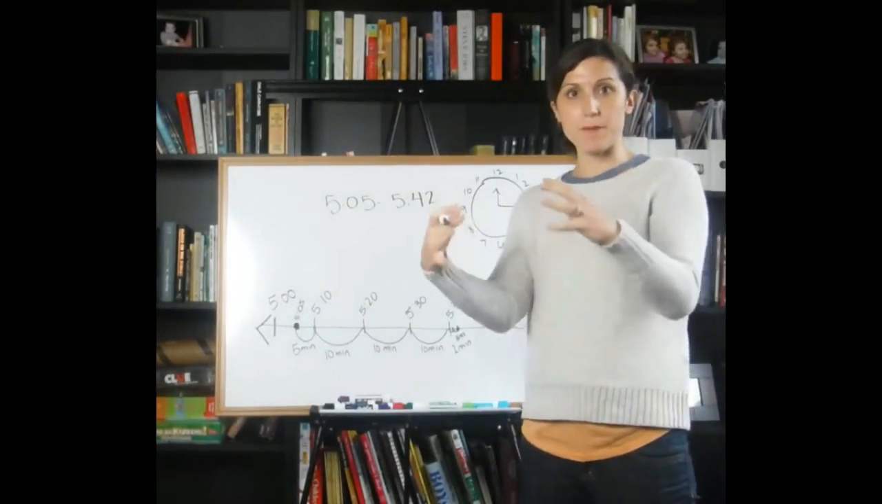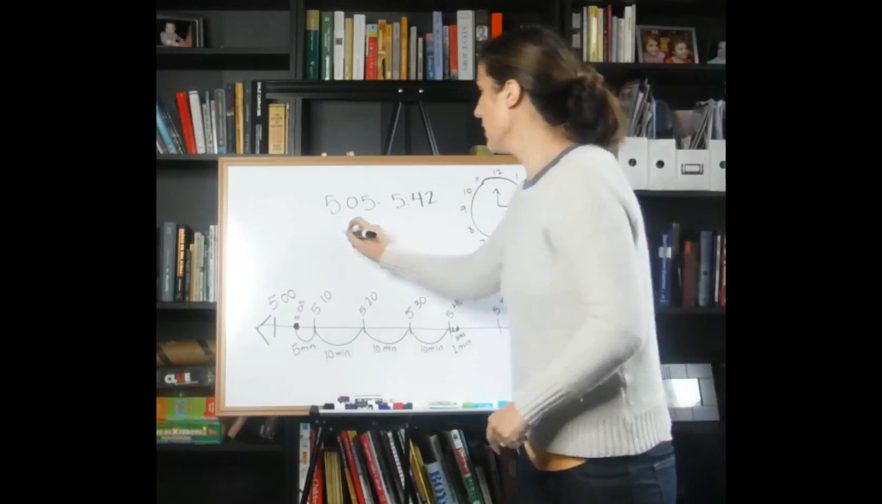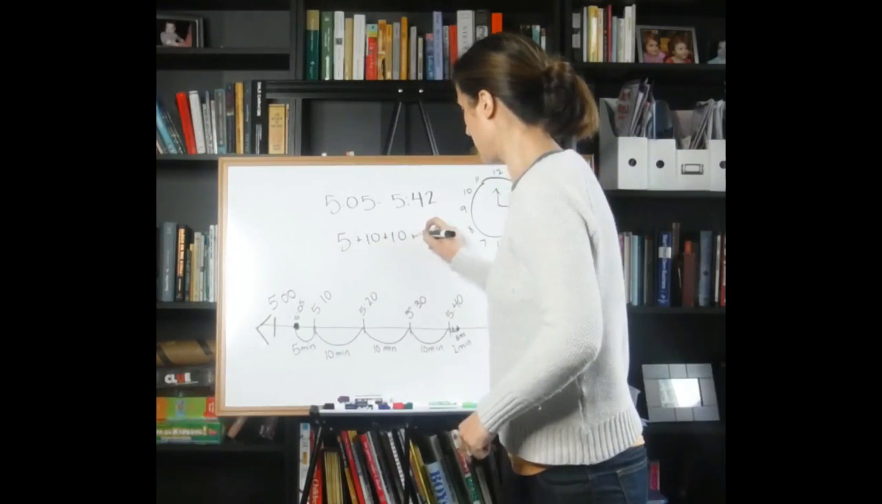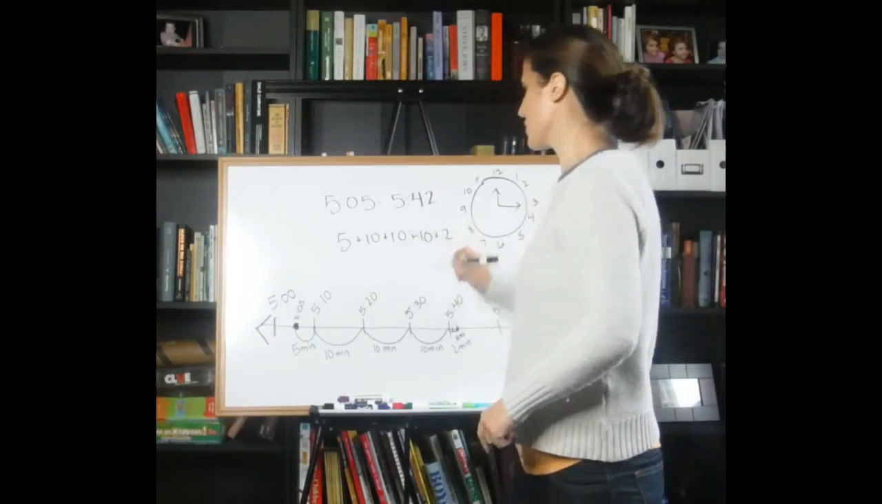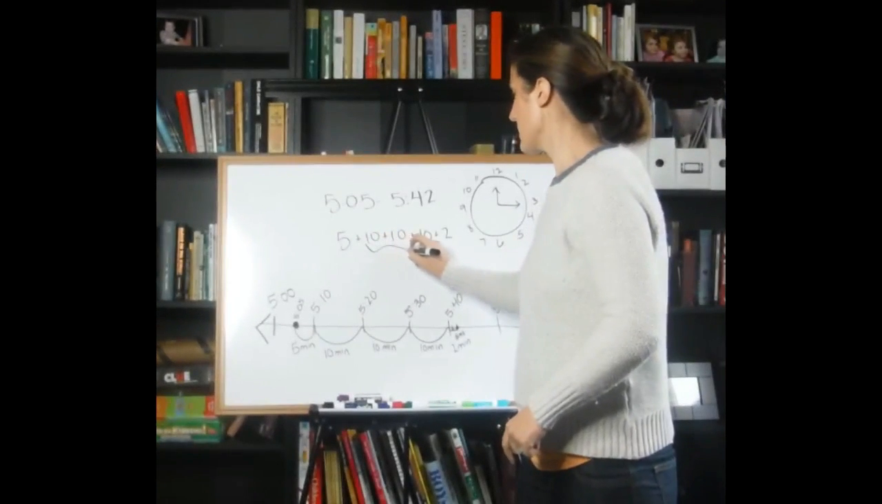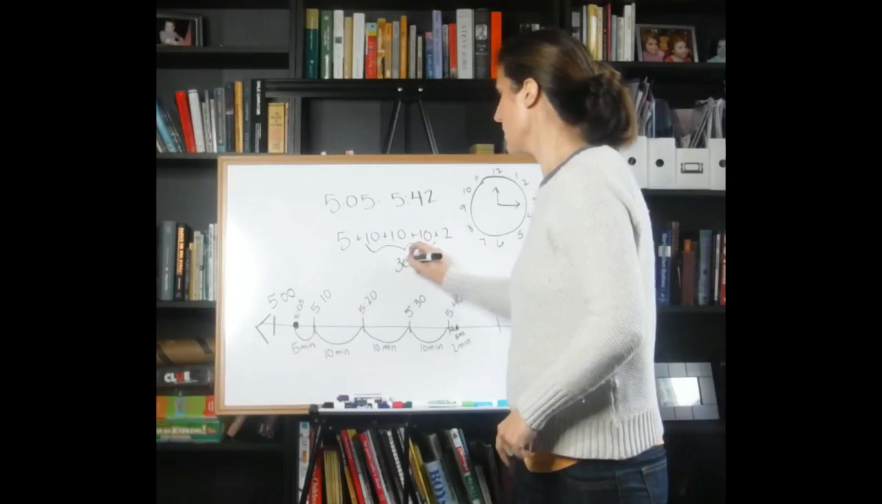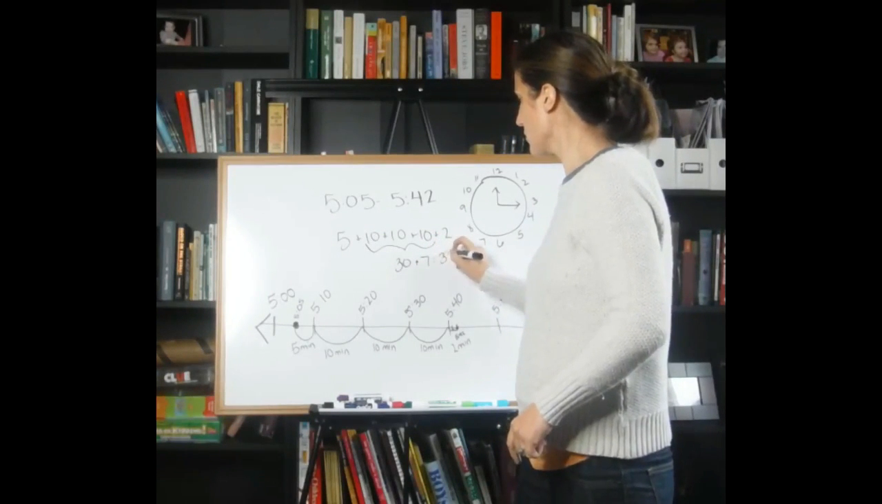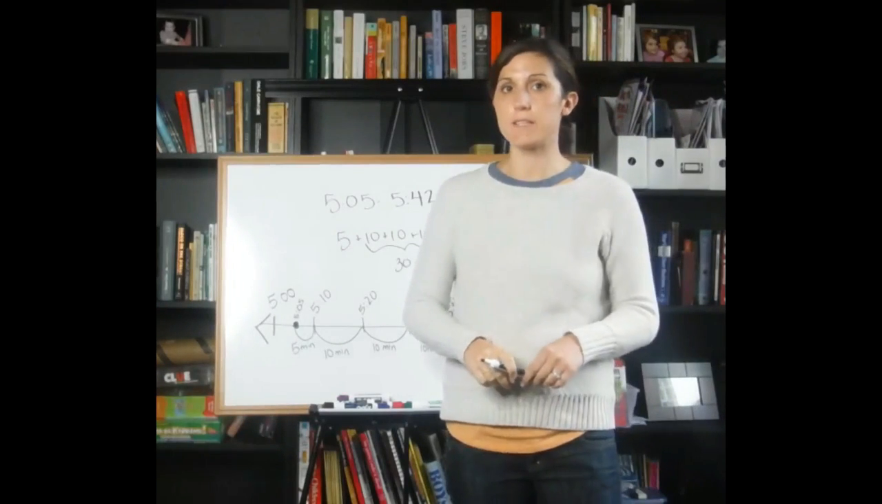I want to put them together, so let's add 5 plus 10 plus 10 plus 10 plus 2. I see a 30 here, that's easy. And then I know that 5 plus 2 equals 7 for a total of 37 minutes.